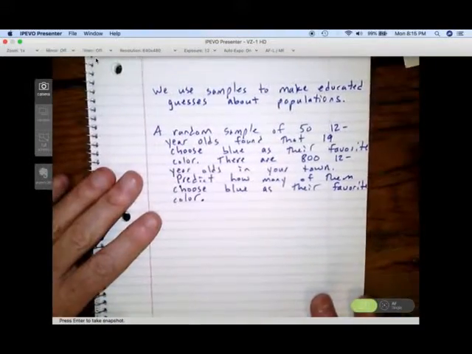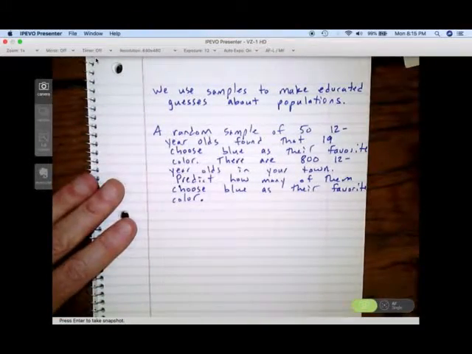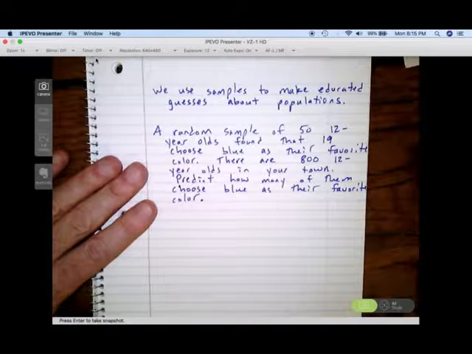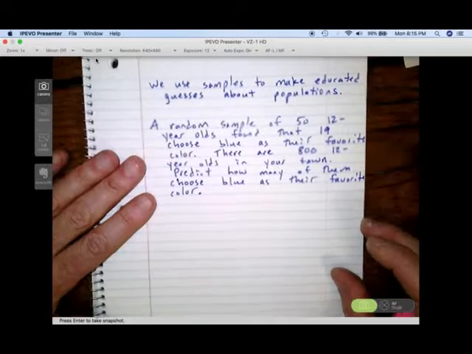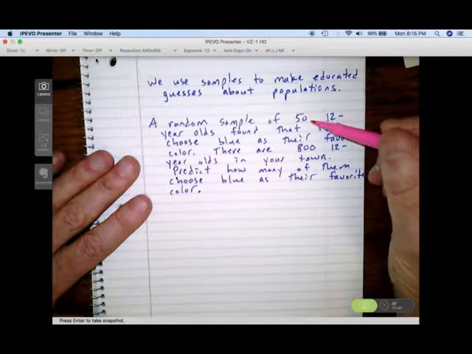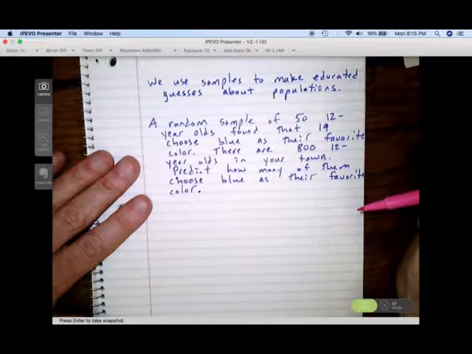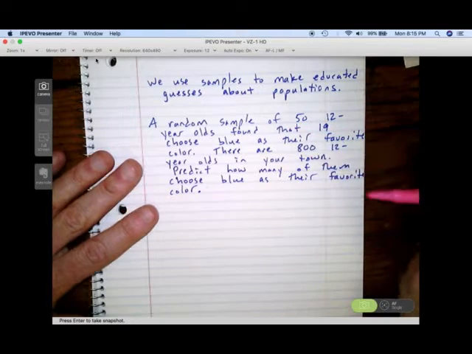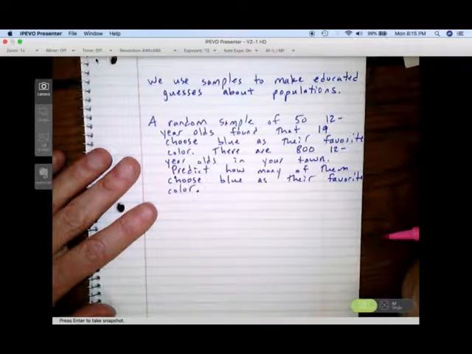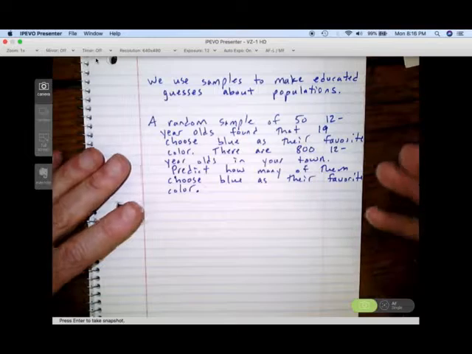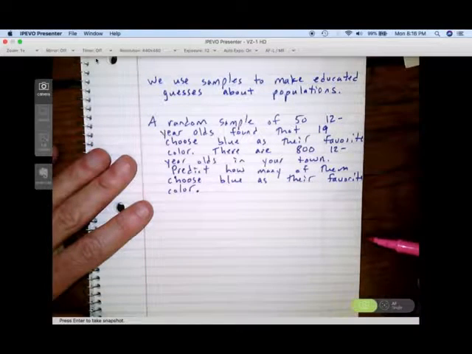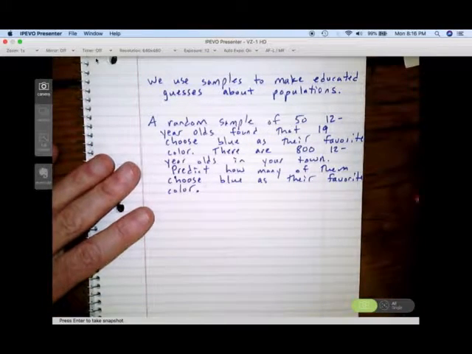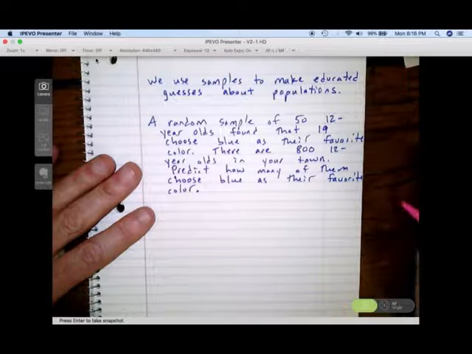Okay, the last thing is that we can use samples to make educated guesses about populations. So here's an example, and we're going to use proportions and cross multiplying, so it's something you're already familiar with. So let's say we did a random sample of 50 12-year-olds, and we found that 19 of them chose blue as their favorite color. So let's say in our town here there's 800 12-year-olds, and we want to predict how many of them are going to choose blue as their favorite color.